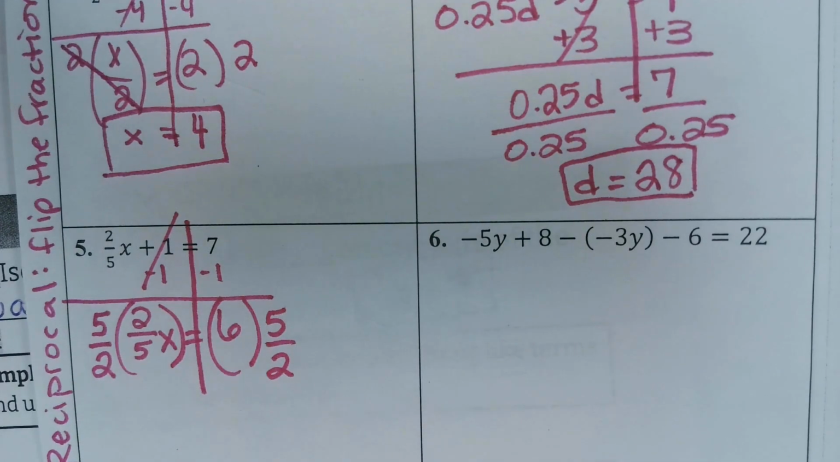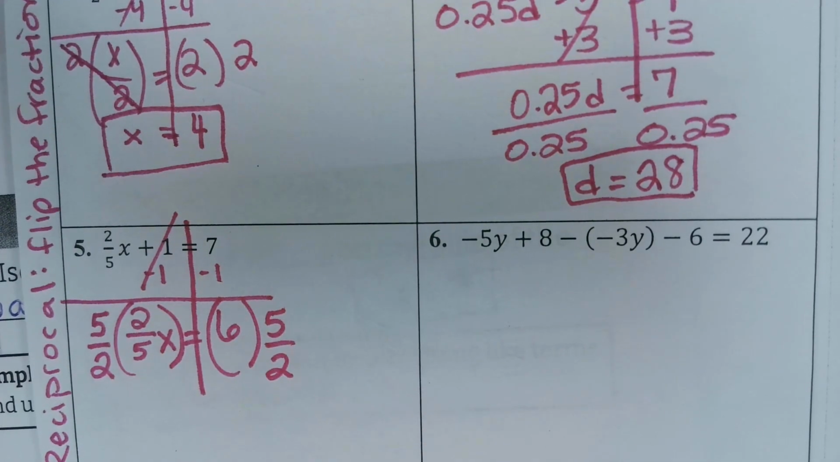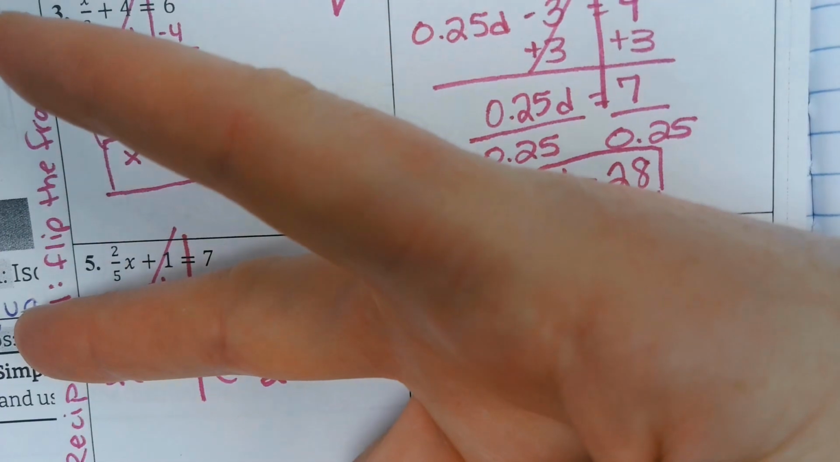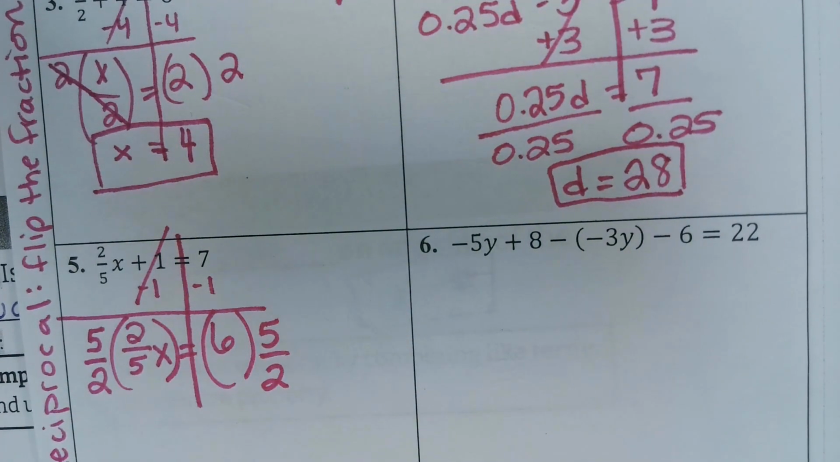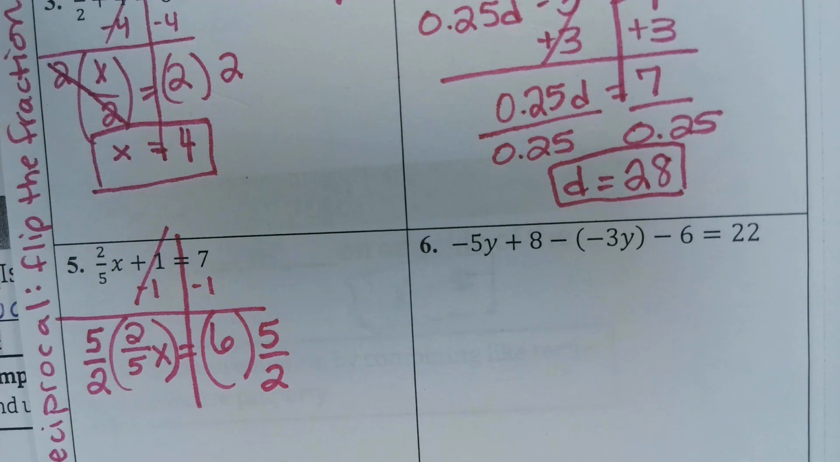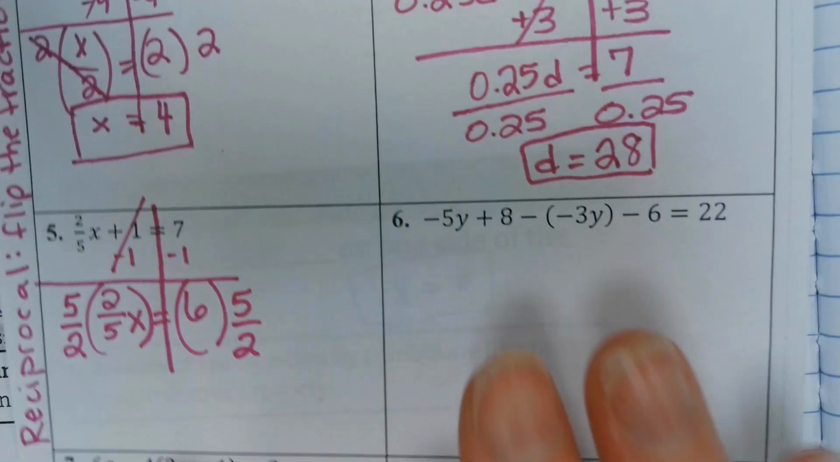So I want everybody to hold up their hands like a sideways peace sign, like this. And we're going to say reciprocal together, and we're going to flip it. Okay? Y'all ready? 1, 2, 3. Reciprocal. Okay, we're going to do it again. Reciprocal. We're flipping the fraction to get rid of it, okay?